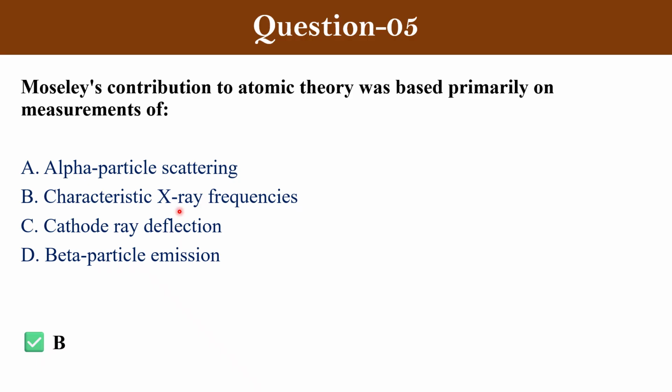Moseley actually studied the characteristic X-rays emitted by different elements. He found that the frequency of these X-rays depends on the nuclear charge. This led to the discovery that atomic number equals the number of protons, so it also contributed to identifying the elements, as the atomic number equals the number of protons of that element.